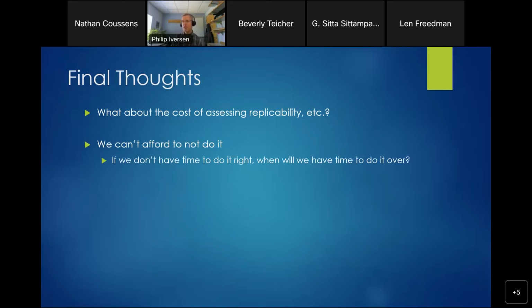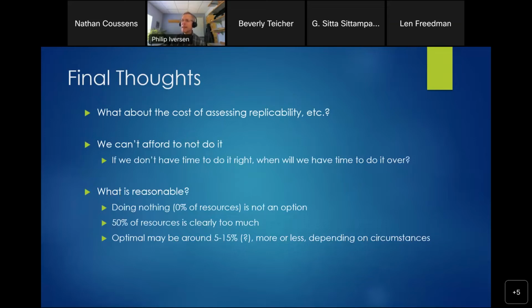Another way to think about that, if we don't have time to do it right now, when will we have time to do it over? But what is reasonable for how much of your total resources should you spend on this work? I argue that doing nothing is not an option. 50% is clearly way too much. The optimal might be around 5 to 15%. I'm not sure. It's probably in that ballpark, more or less, depending on your circumstances.